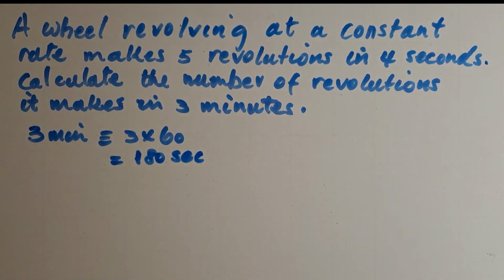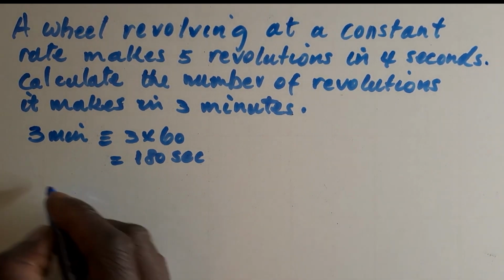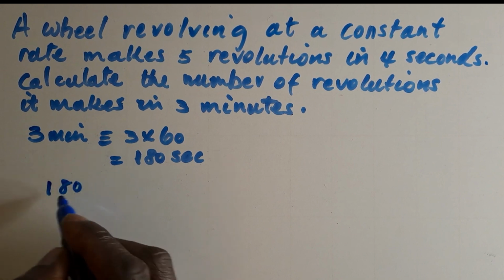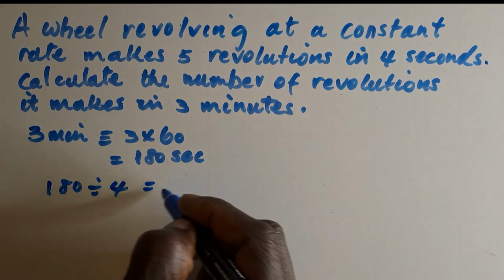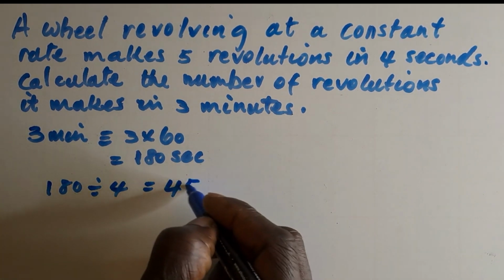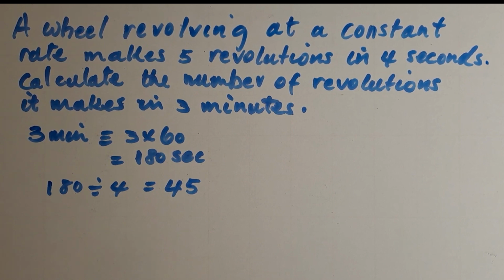So we have 180 seconds. We want to know, because every 4 seconds we have 5 revolutions, how many number of 4 seconds we can have in 180 seconds. How many lots of 4 seconds? So we divide 180 by 4, and this gives us 45. So this is 45 sets of 4 seconds, and each one of those 4-second periods will give us 5 revolutions.